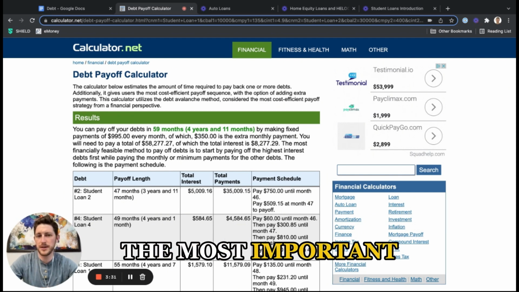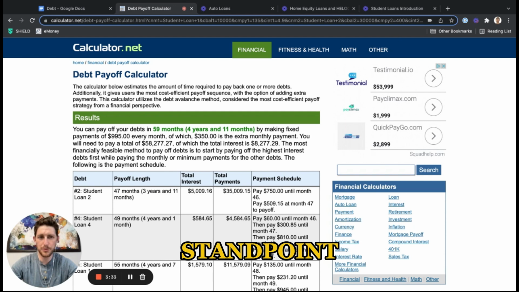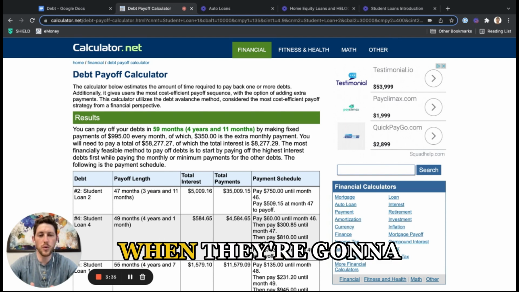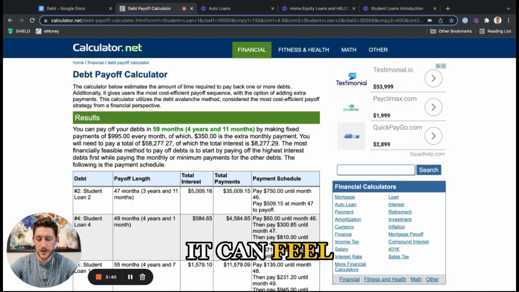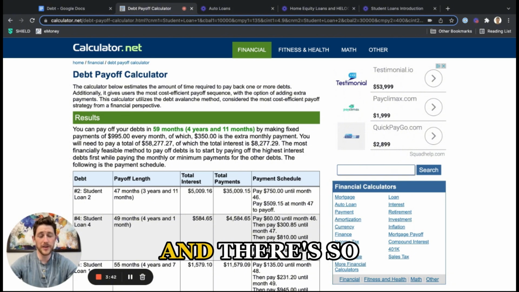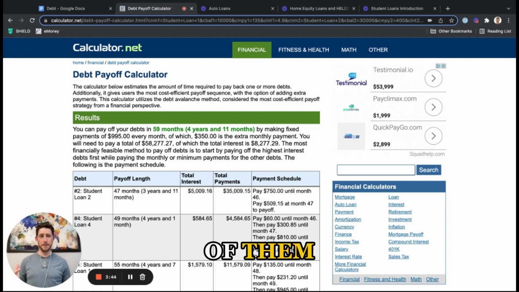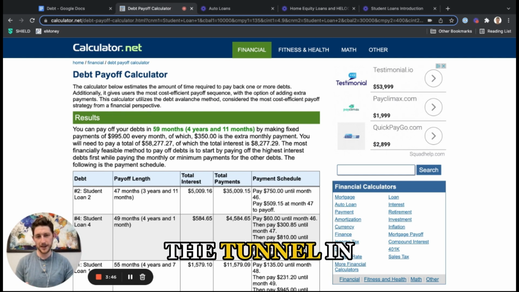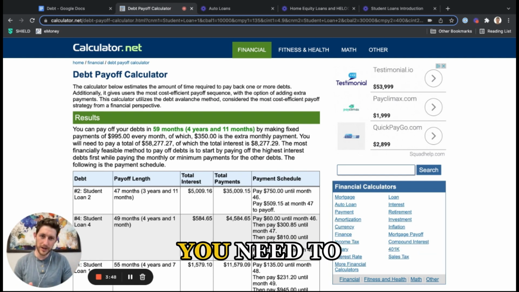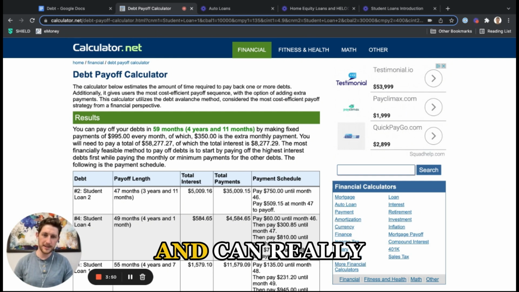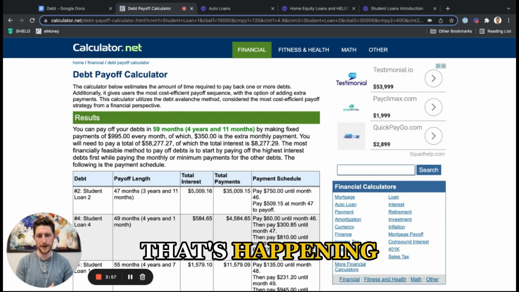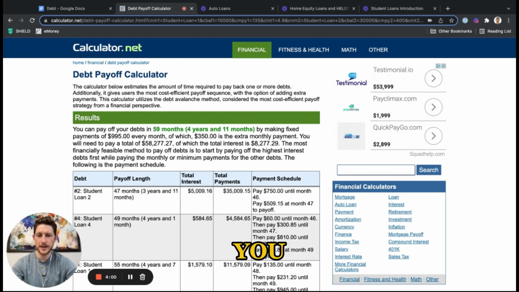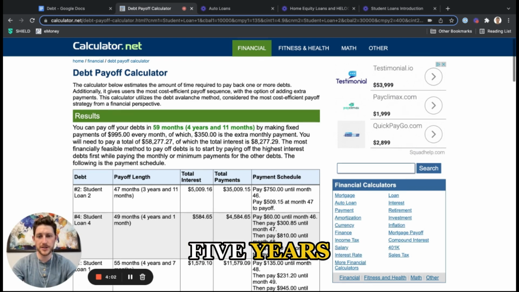So it doesn't really matter how soon you pay these off. The most important thing in my mind from an emotional standpoint is that you have a plan and you know when they're going to be paid off and you're consistent with that plan. It can feel like it's just going to take forever and there's so much debt and you're never going to get rid of them. And so having the end of the tunnel in sight, like understanding what you need to do to get there, can really help give you momentum and make you feel the progress that's happening. So set a goal that excites you. If it's getting rid of the student loans in 5 years, then great.